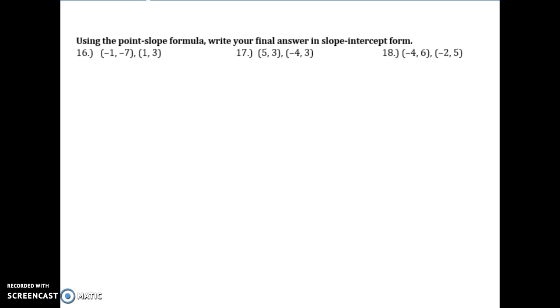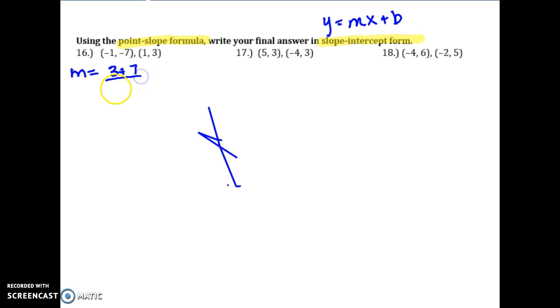So anyway, continuing on, number 16, let's look at the directions. It says, using point-slope formula, write your final answer in slope-intercept form. So slope-intercept form is y is equal to mx plus b. Make sure you pay attention to the directions. Okay, we have 2 points, so this should be a review. We're going to start off and get the slope. The slope will be 3 plus 7 divided by 1 plus 1, which is 10/2, which is 5.